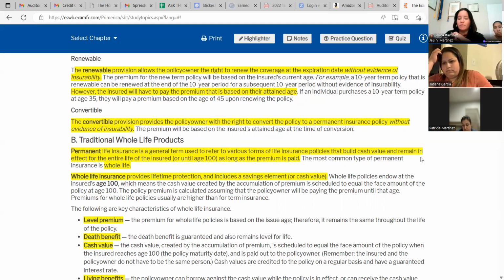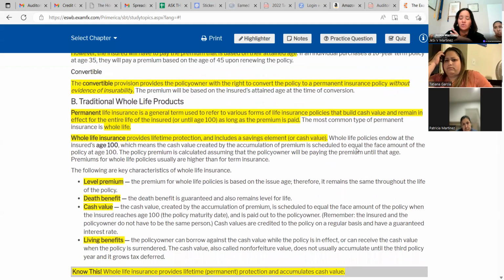The most common type of permanent insurance is what's called whole life. I know right now they change it into a whole bunch of other terms like universal, index, variable. All those mean everything that has a cash value or a savings account attached to it, it's a whole life product. So it's a permanent life insurance. There is no term in there. Whole life insurance provides lifetime protection and includes a savings element, so that cash value.